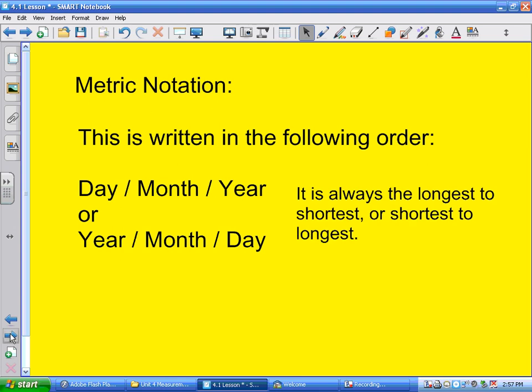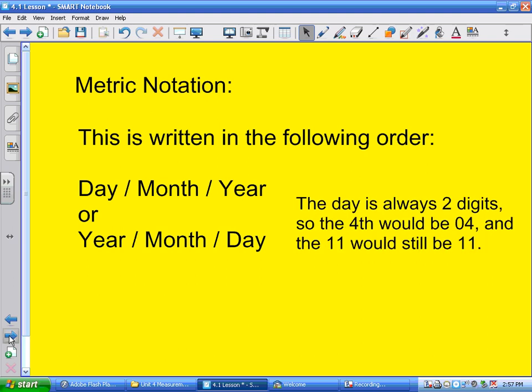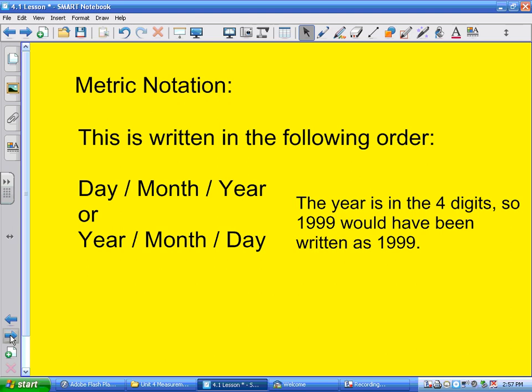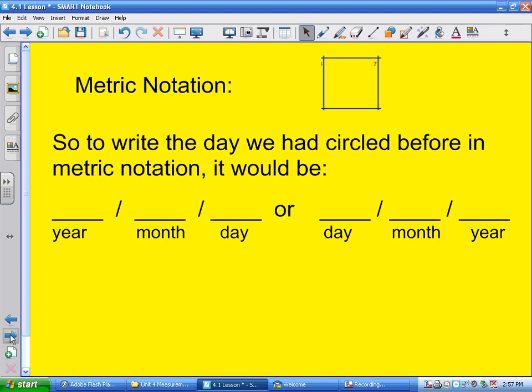Okay? So it's always going to be done this way. You're either going to go day, month, year, or year, month, day. The reason we do this is to make sure that nobody's confused. The day is always 2 digits, so the 4th would be written as 04, and the 11th would still be 11. The month would be written as 01 for January, 02 is February, and 03 is March, because it's the 3rd month. The year is always 4 digits, so it's going to be 1999 or 2011.